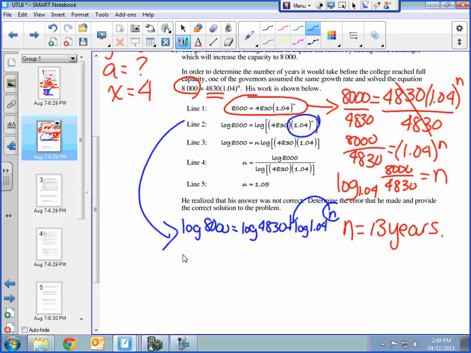Does everyone see why they went wrong there? And how this is actually a lot faster to do. Okay. Are there any questions on this example, you guys, so far?